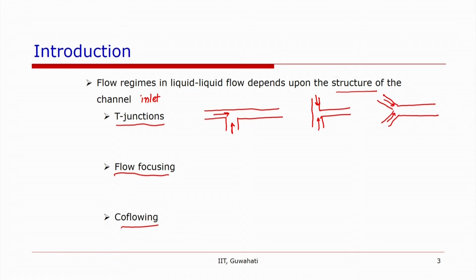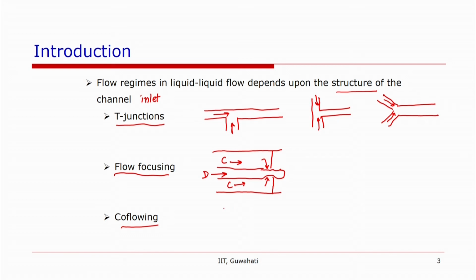Then another is flow focusing devices. The difference here is that the dispersed phase comes through the center and the continuous phase comes from here, and before that there is a constriction. So, the velocity that it has is normal to the velocity of the dispersed phase flow in the flow focusing devices.